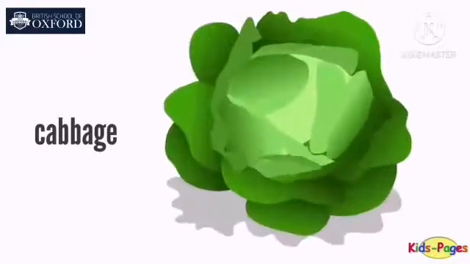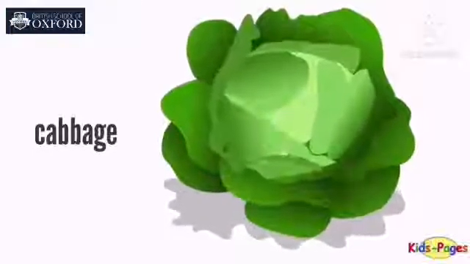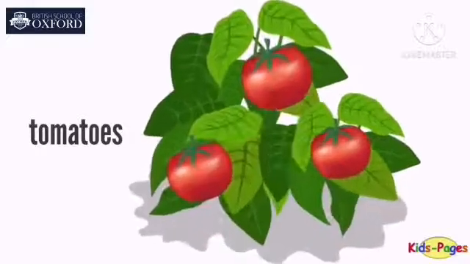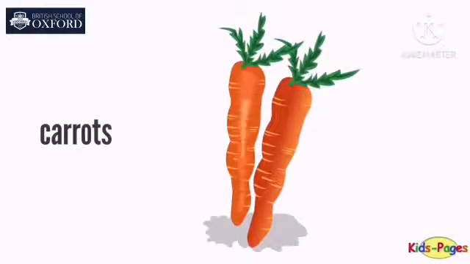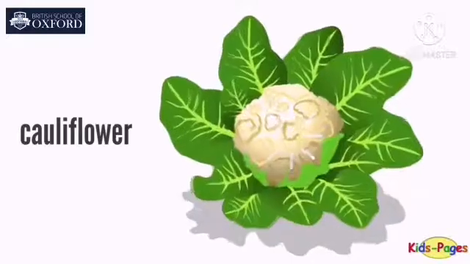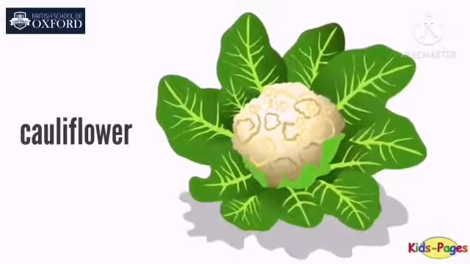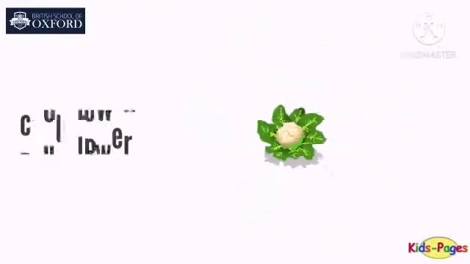Which vegetables are here? The first one is cabbage. Cabbage. Okay, and next one is tomatoes. Color is red. Tomato. Carrot. Here is carrot and its color is red. You also identify the color of vegetables. Cauliflower. This is cauliflower. Read it with me.